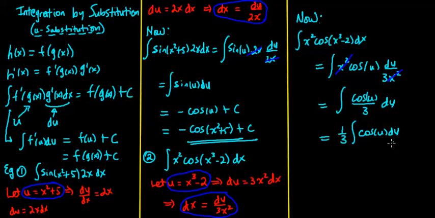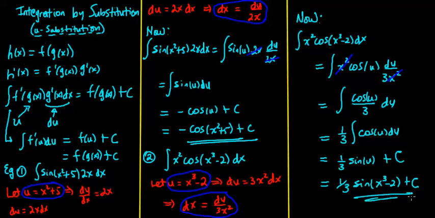Now let's integrate cosine of u. Well, we know that the integral of cosine of u is sine of u. So that gives us sine of u plus c. Well, what was u? u was x cubed minus 2. So that gives us 1/3 of sine of x cubed minus 2 plus c. And that's the final answer.